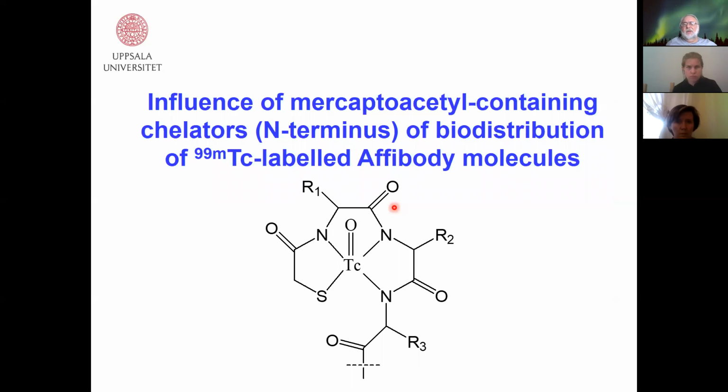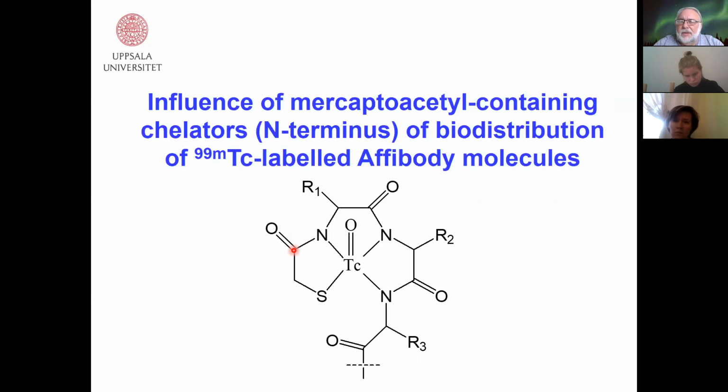For us it is very interesting that this kind of complex is essentially a peptide. It is easy to incorporate into the structure of a peptide during peptide synthesis. So it's a tripeptide plus mercaptoacetyl at the N-terminus. And there were quite a number of reports of the use of MAG3 as a possible chelator for technetium labeling of peptides.